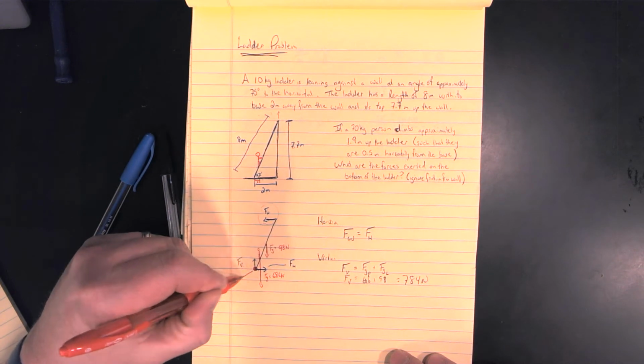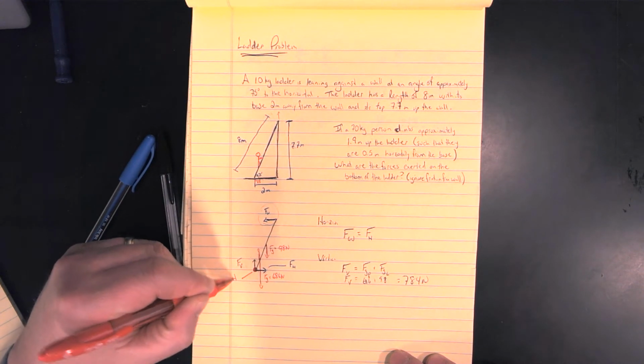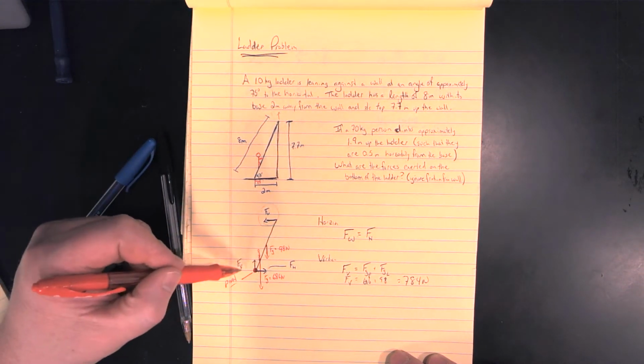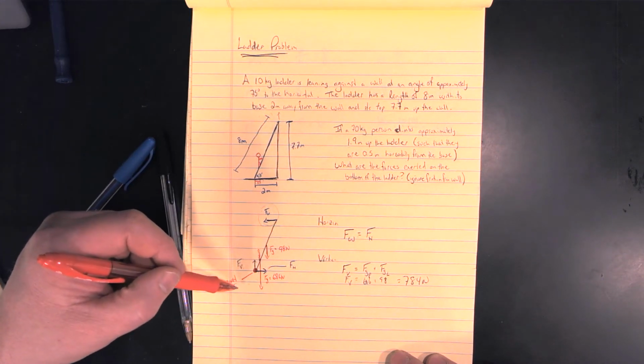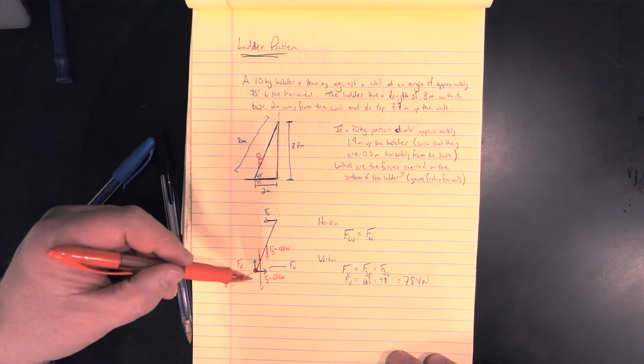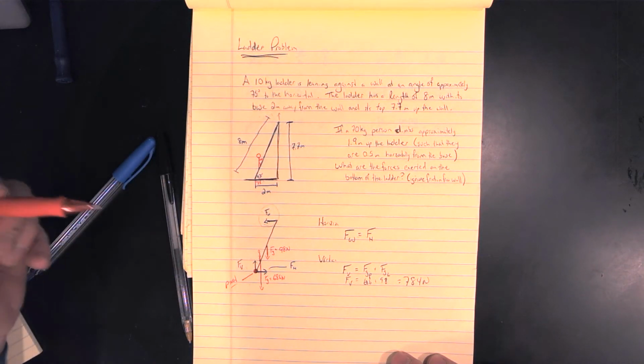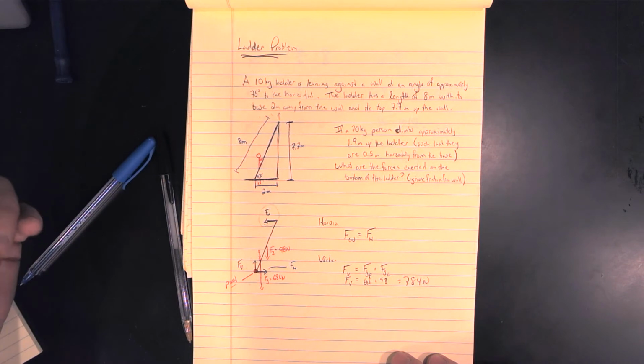And the reason why I put my pivot point here is because that way it eliminates FV and FH from being part of my torque equation, because they are 0 meters away from my pivot point. So neither one of those forces is going to produce a torque.